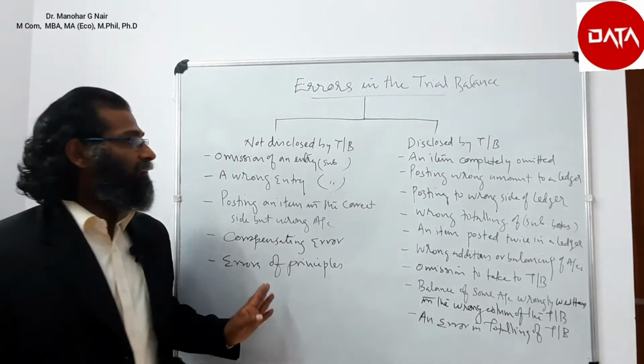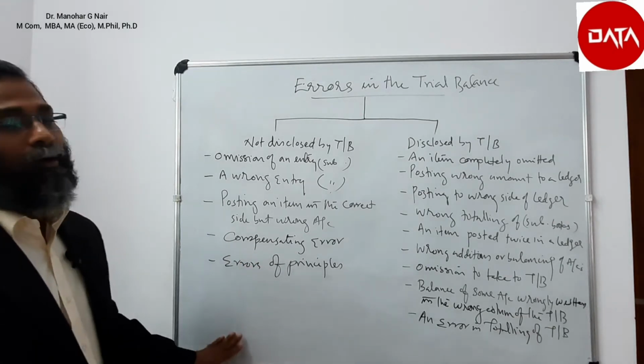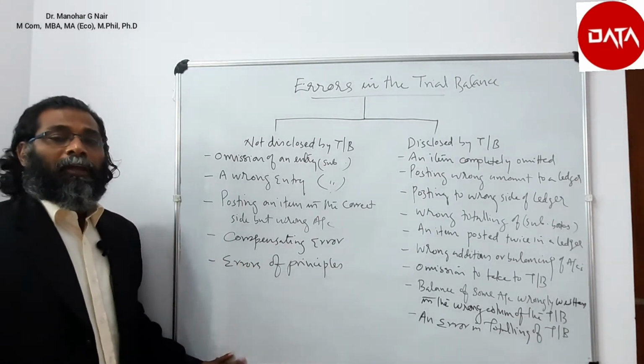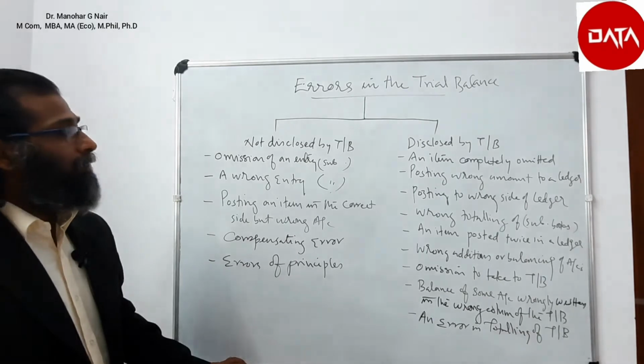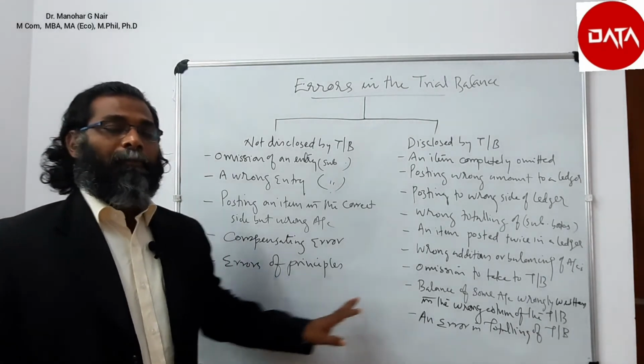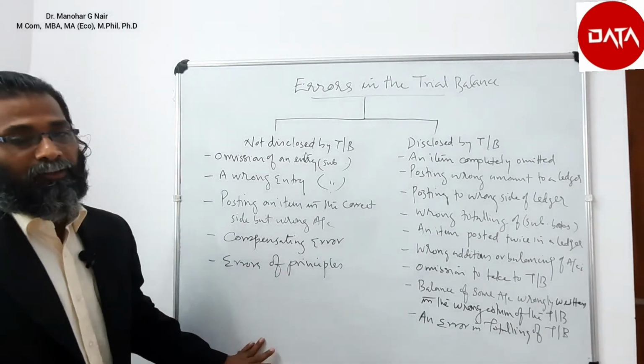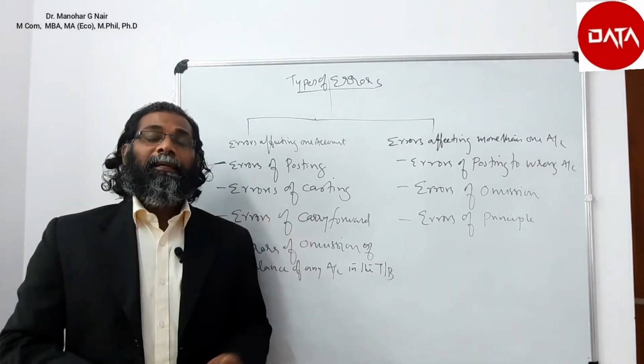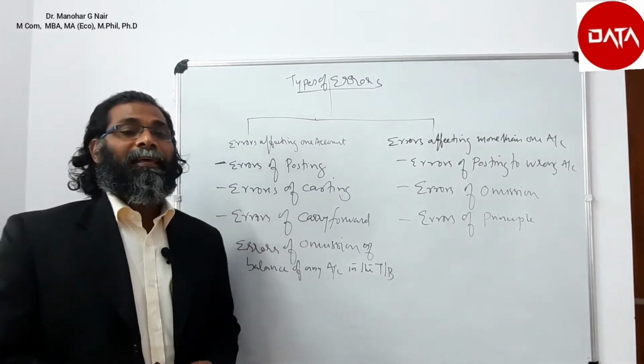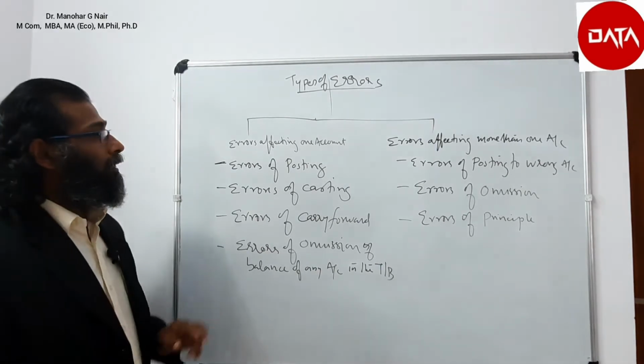So these are the 2 broad types of errors which may occur in preparing the books of account. It may be reflected in the trial balance or it may not be reflected in the trial balance. Now let us see types of error on the basis of their effect in the books of account.